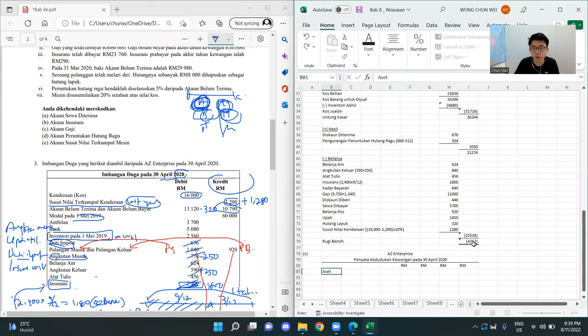The first thing first is your asset bukan semasa. And then under your asset bukan semasa, normally I ask you to do the cost, you show the cost. Your susut nilai terkumpul, in this case, you have to write the whole thing in the exam. Susut nilai terkumpul, but here I don't have enough space, so I just put SNT. In short, that will be a nilai buku. And then the jumlah.